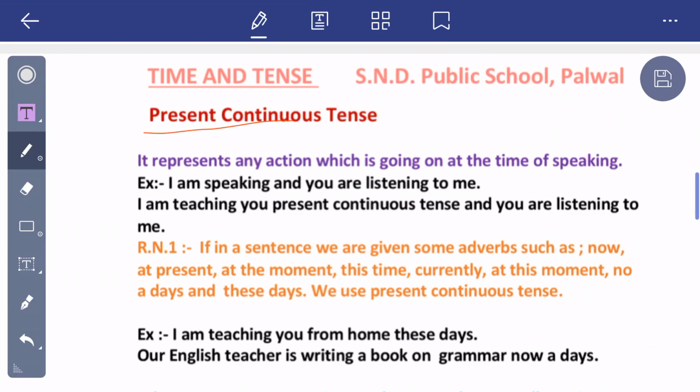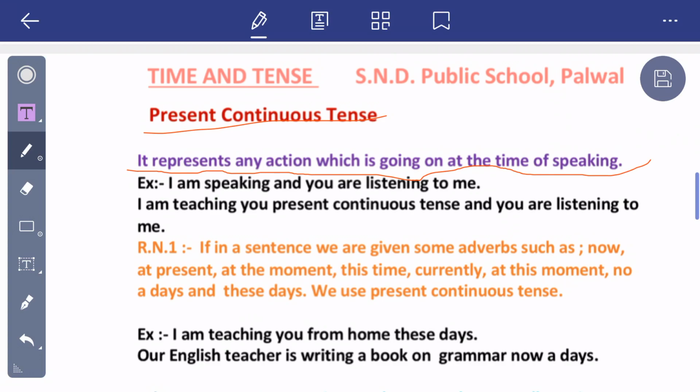What is present continuous and what is its action? Beta, it represents any action which is going on at the time of speaking. It means whenever we are talking, we are speaking, we are doing, it is that action which is going on at that point of time.